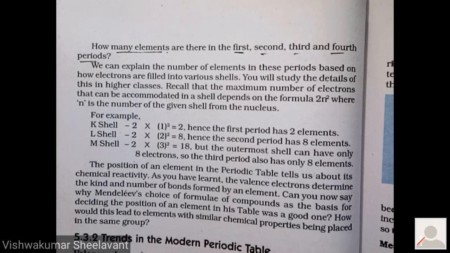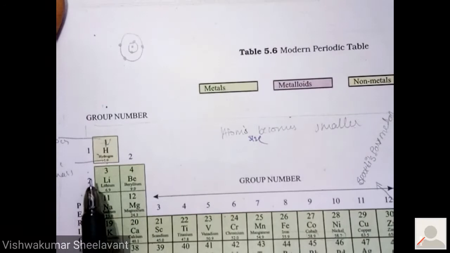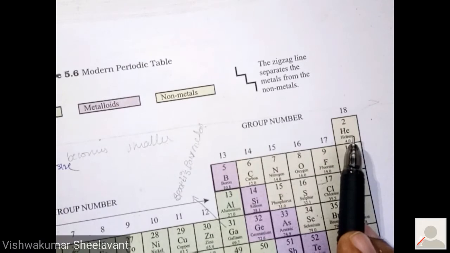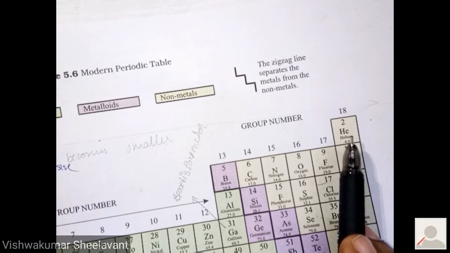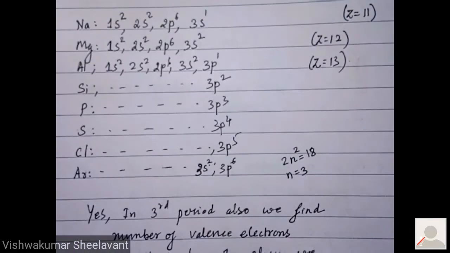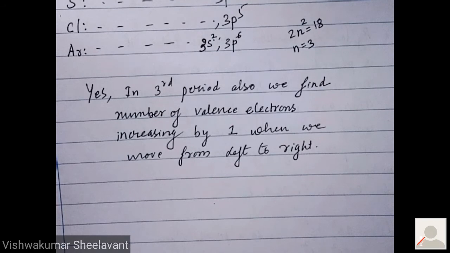Very simple. First period, hydrogen, helium only. First element, hydrogen. Second element, helium. Only 2 elements are there. Why is it so? Because elements in the first period will be having only one orbit.